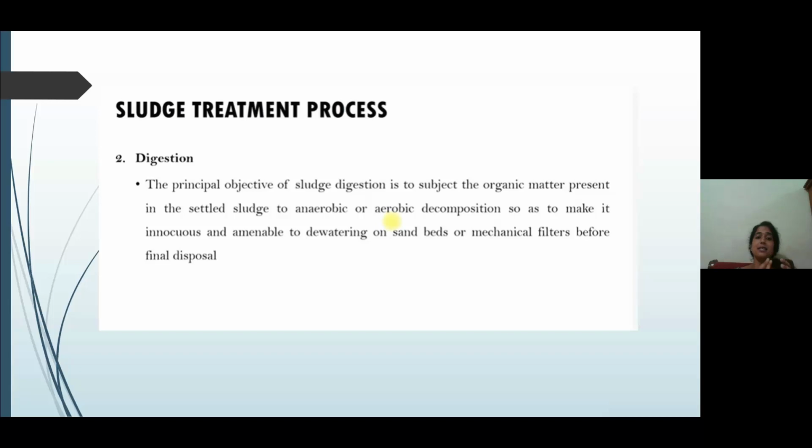The next stage is the digestion stage. The principal objective of sludge digestion is to subject the organic matter present in the settled sludge to anaerobic digestion or aerobic decomposition, so as to make it innocuous and amenable to dewatering on sand beds or mechanical filters before the final disposal. That is, this will enhance the dewatering property of sludge.